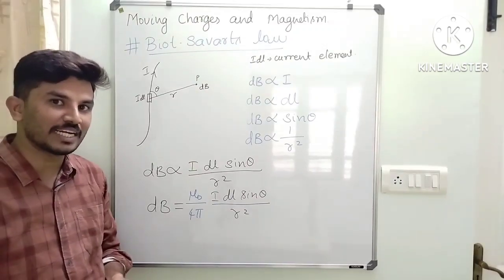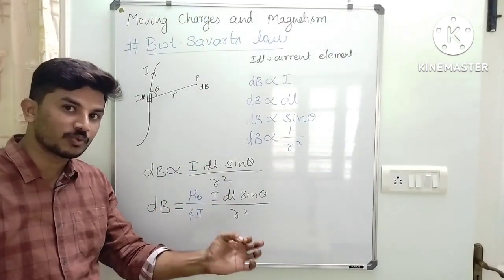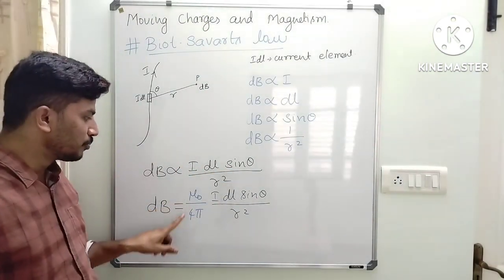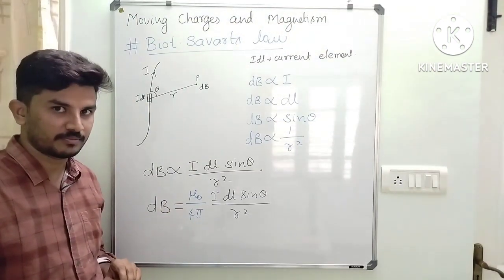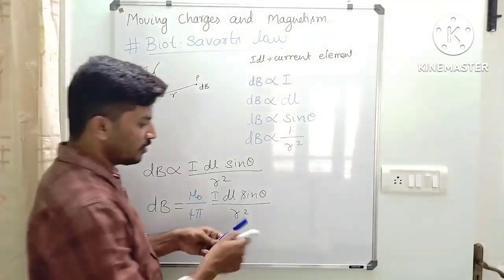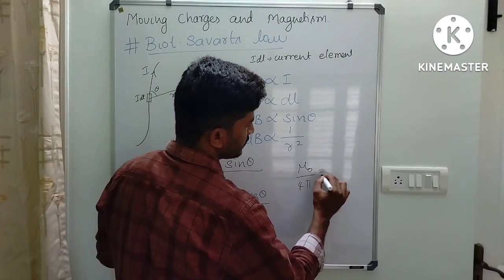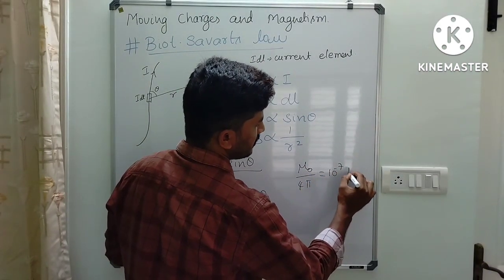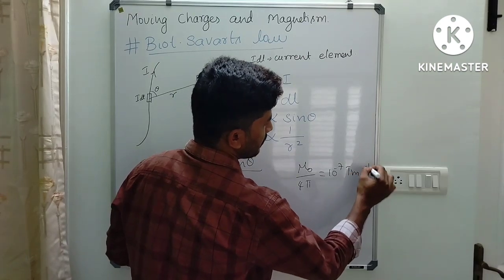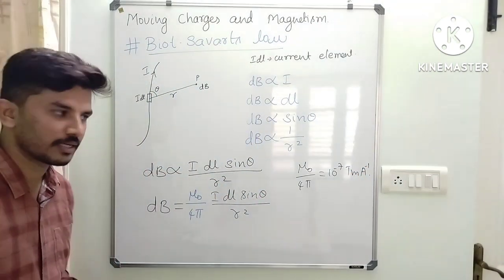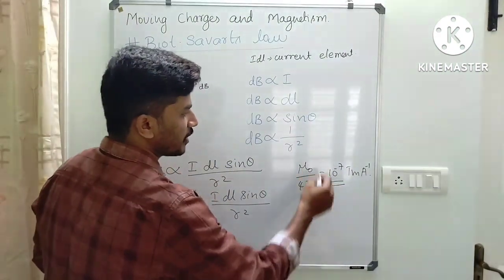Just like electric field, we get 1 by 4 pi epsilon naught q by r square, right? In the same manner, here we have mu naught by 4 pi. Okay, so its value is mu naught by 4 pi value is 10 to the power minus 7 Tesla meter per ampere. Clear? So this is the value of mu naught by 4 pi.